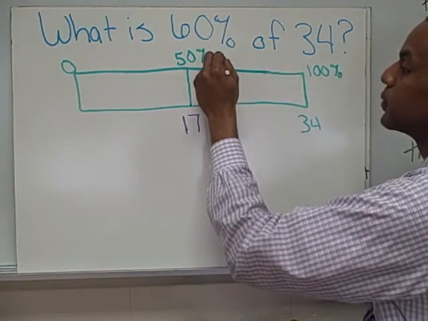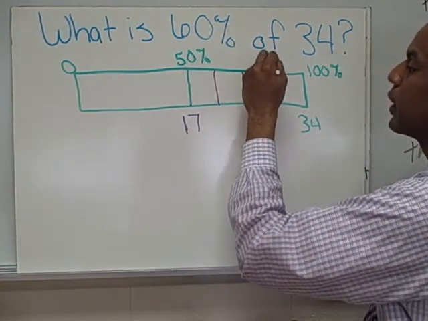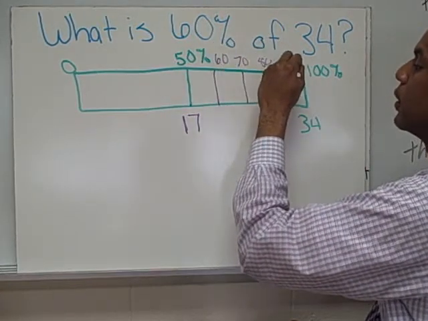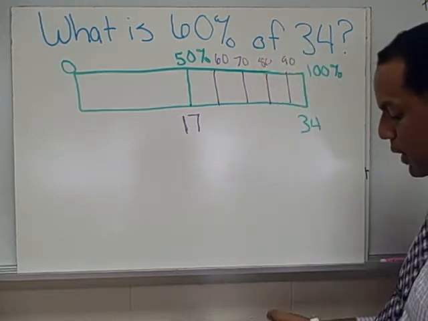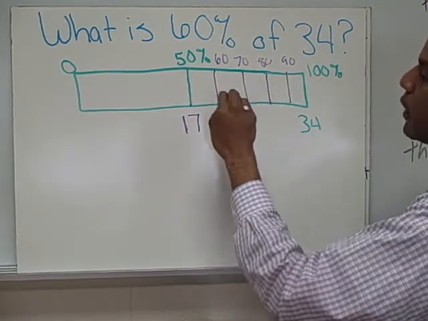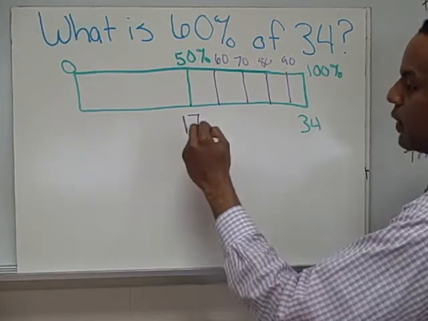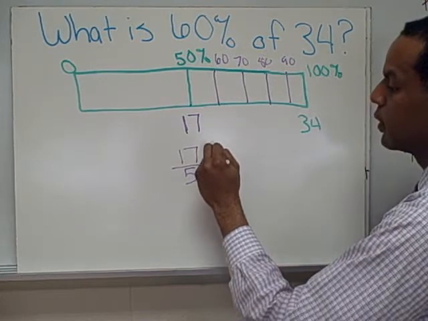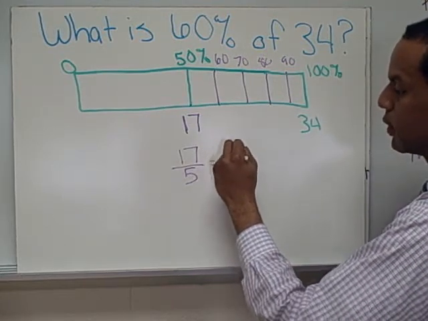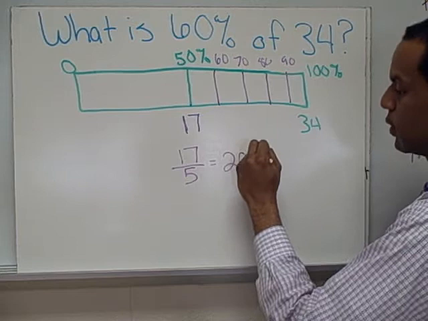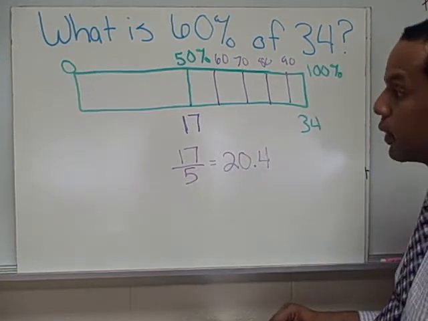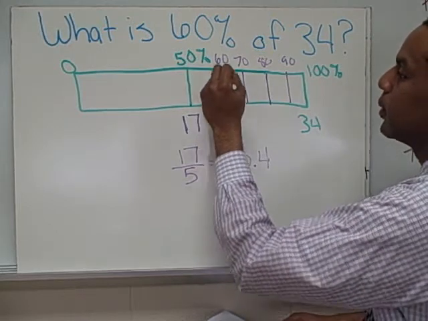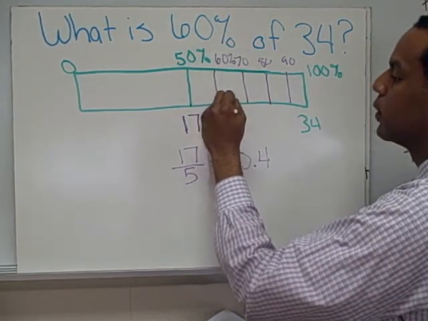So, see if I can break this up into 5 even pieces. And I could see that if I divided 17 by 5, that will give me 20.4.